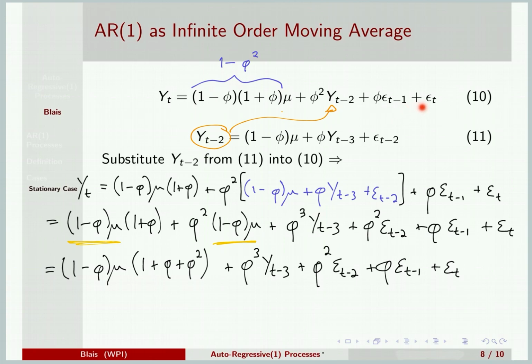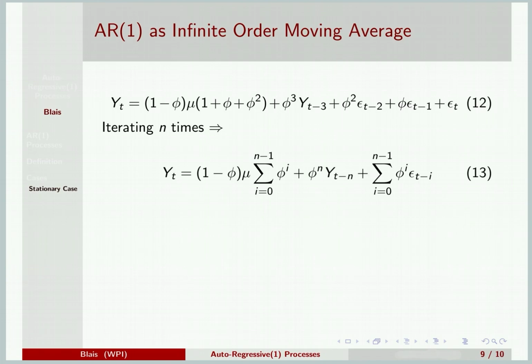And we start to look at this and say, well, I bet you if we did this one more time, we would get 1 plus phi plus phi squared plus phi cubed in this expression. Here, we would get phi to the fourth y t minus 4. And then you'd get another term of phi cubed epsilon t minus 3. And that's in fact what you would get. So as we continue to iterate this, what you end up with is this term. If you do this n times, you get 1 plus phi plus phi squared plus phi cubed plus phi to the fourth, all the way up to phi to the n minus 1.